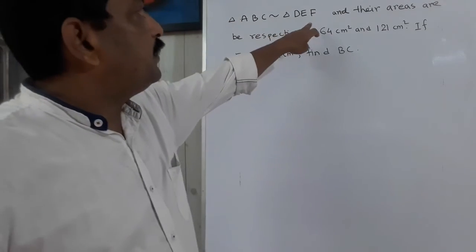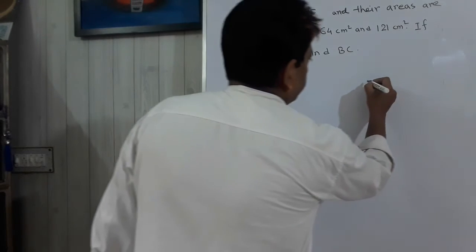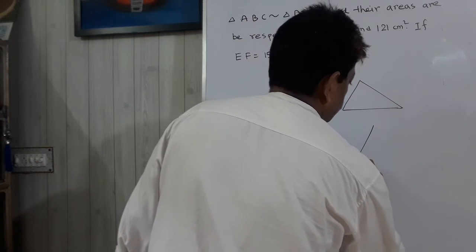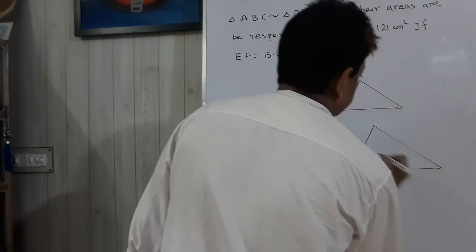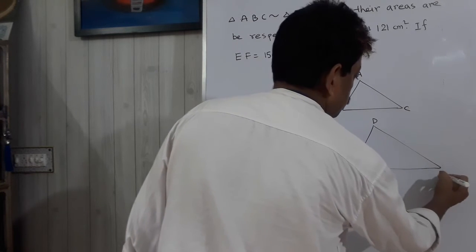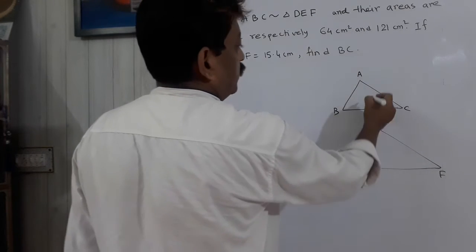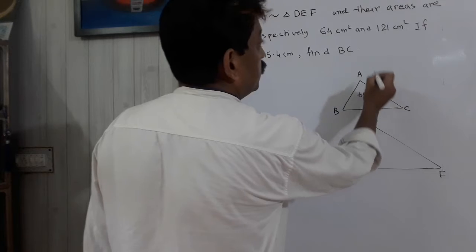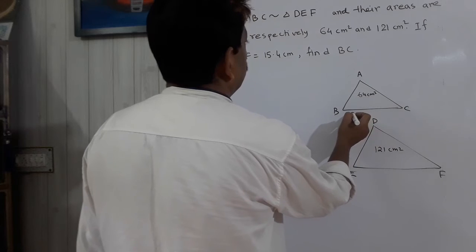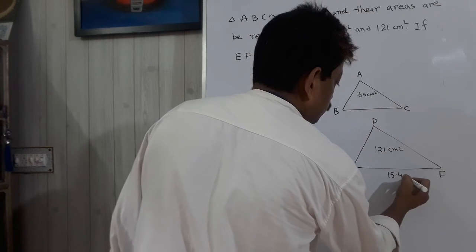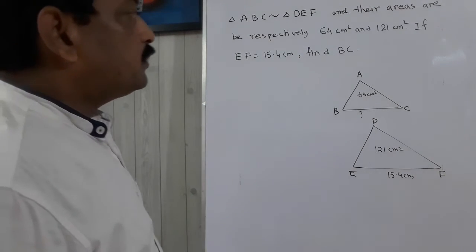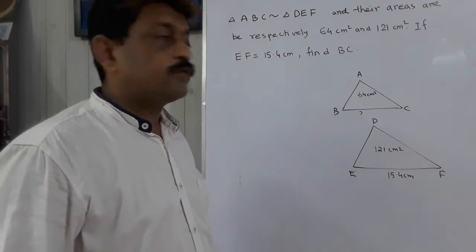Triangle ABC and triangle DEF, these two are similar triangles. It is given that area of ABC is 64 centimeter square, area of DEF is 121 centimeter square. EF is given 15.4 centimeter. We have to find BC. How much is BC? Now we have to use the theorem of ratio of areas of two similar triangles.